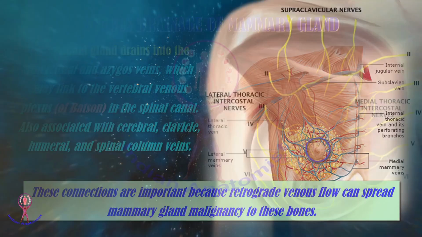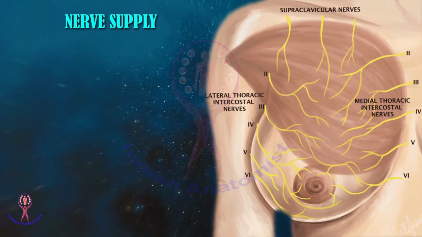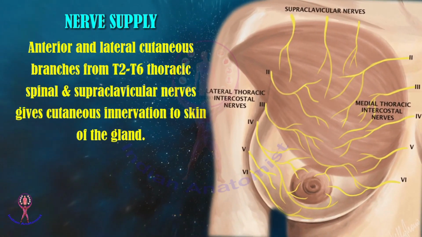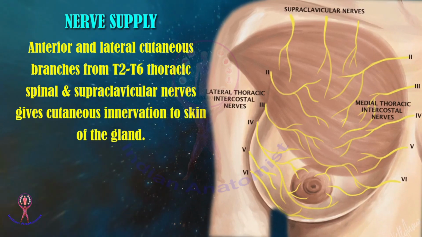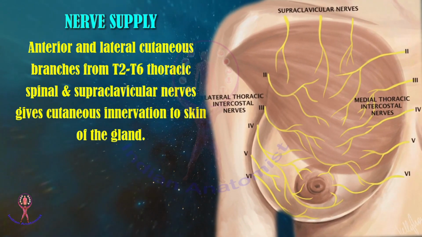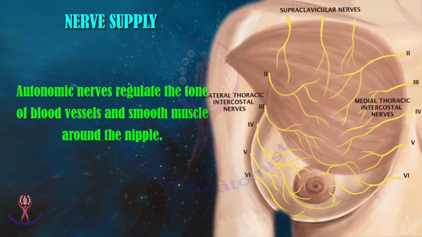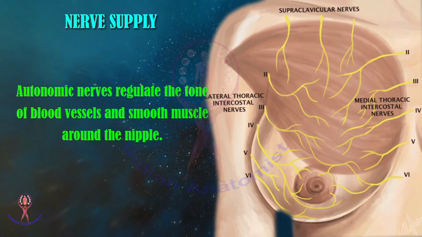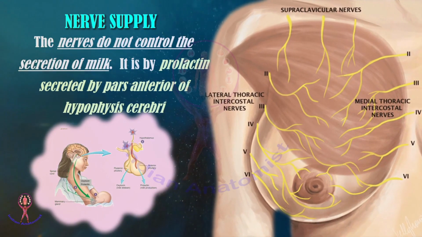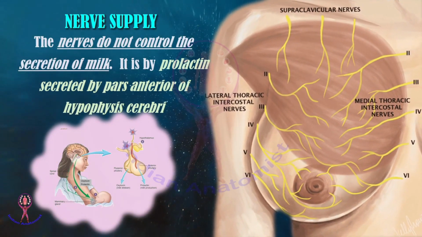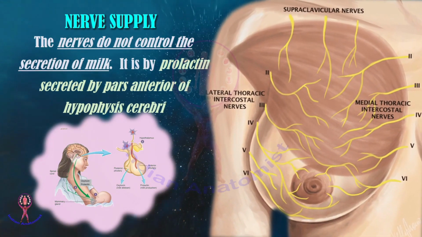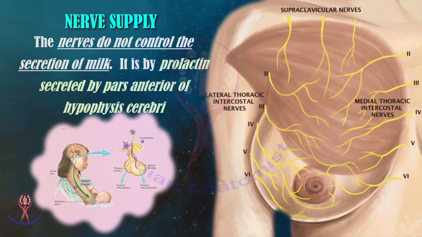Now we'll discuss the nerve supply of the mammary gland. Because the mammary gland is a skin appendage, the skin of the mammary gland is supplied by anterior and lateral cutaneous branches from T2 to T6 thoracic spinal nerves and supraclavicular nerves. The smooth muscles and blood vessels of the nipple are supplied by the autonomic nerves. Dear students, please keep in mind that the nerves do not control the secretion of milk. It is controlled by the hormone prolactin, secreted by the pars anterior of the hypophysis cerebri, or pituitary gland.